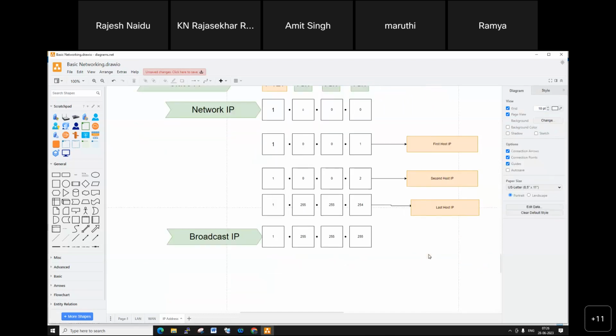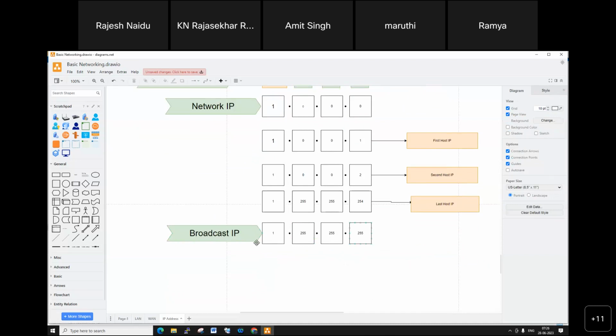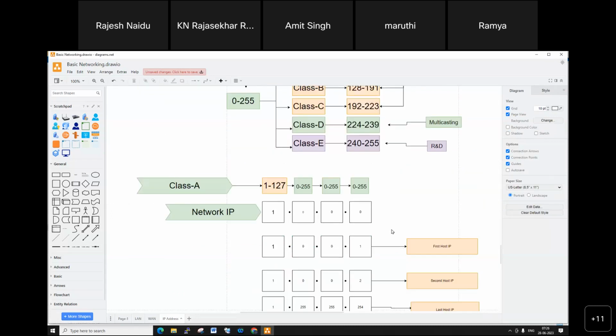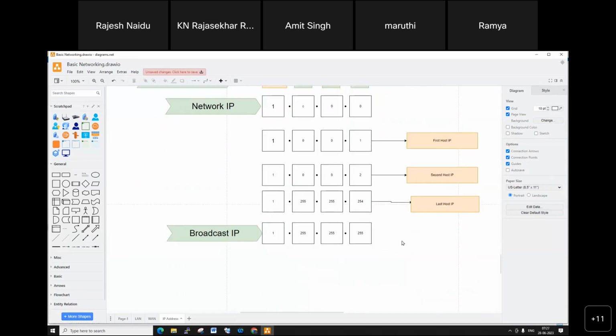Guys, can you tell me what is the next IP address after 1.255.255.255? Anybody can tell me? 2.0.0.0. Perfect. So basically, as per the TCP/IP concept, in one network, this is the starting and this is the ending. That's it.